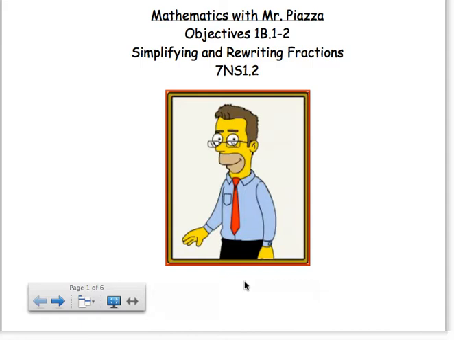We're looking at objectives 1P.1 through 2, simplifying and rewriting fractions. Although this is only 2 objectives, there's a lot of skills in these 2 days of learning, and this is stuff that you've seen before, but if this is something that you haven't mastered before, it's definitely going to take some practice. So we're going to start with the very first thing you see here, which is simplifying fractions.